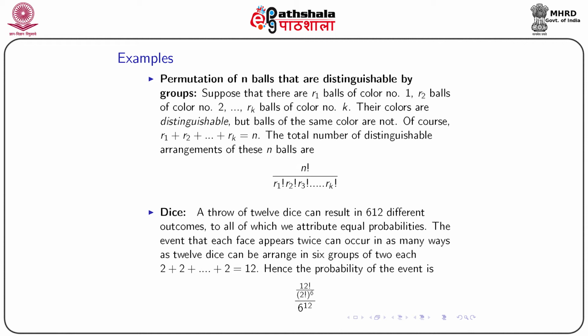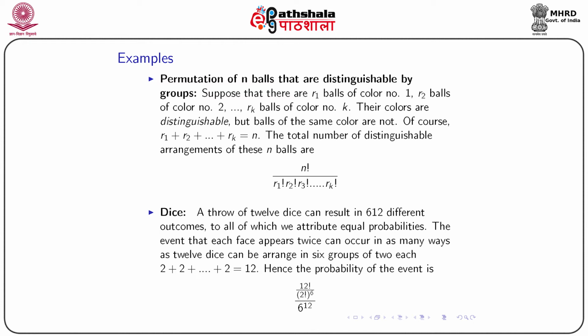Once again, the R2 balls are all indistinguishable. So the balls of the same color are not distinguishable. Here also we have the condition that R1 plus R2 plus up to RK equals n. So in total we have n balls. The total number of distinguishable arrangements of these n balls is n factorial over R1 factorial times R2 factorial times R3 factorial up to RK factorial. So this is an example where we have applied the theorem we just mentioned and proved.